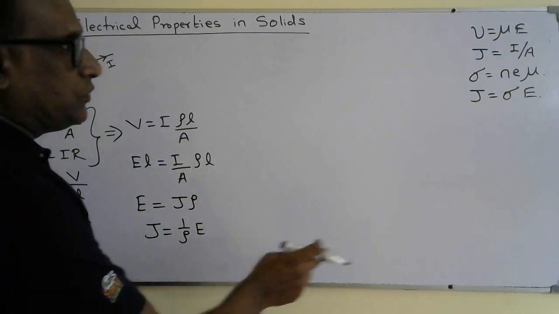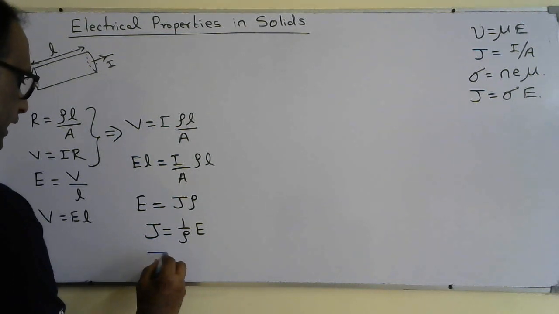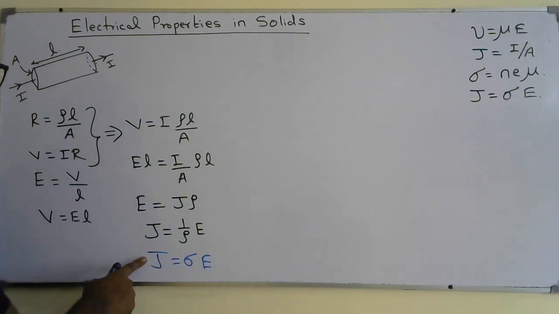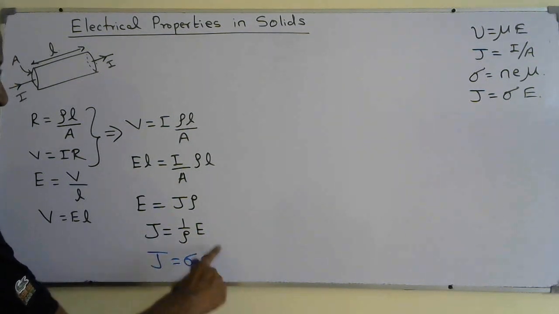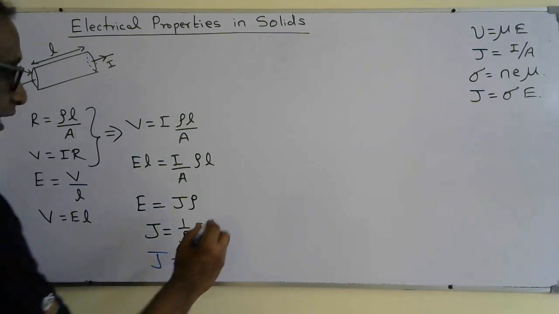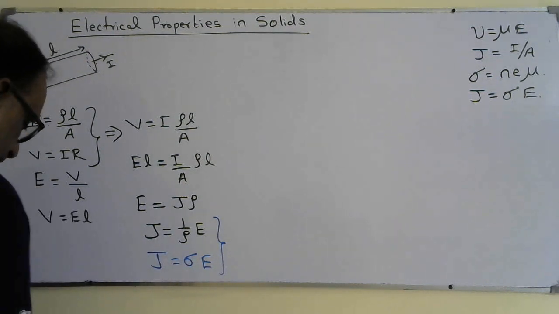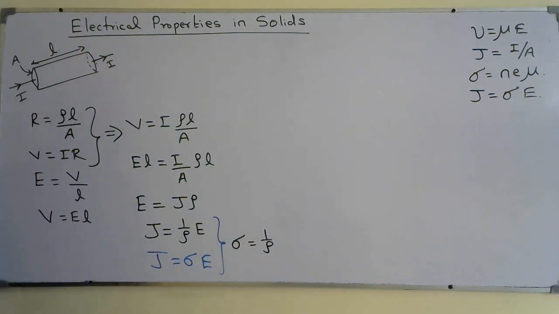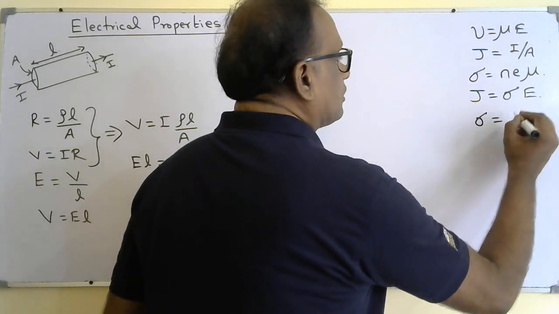Now compare this equation with the one we already know, J equals sigma E, where J is the current density and E is the electric field strength created by the potential applied across the material. Same meaning. So here sigma is the conductivity and rho is the resistivity. So the relationship between conductivity and resistivity is that conductivity equals 1 over resistivity, or resistivity equals 1 over conductivity. Sigma equals 1 over rho.